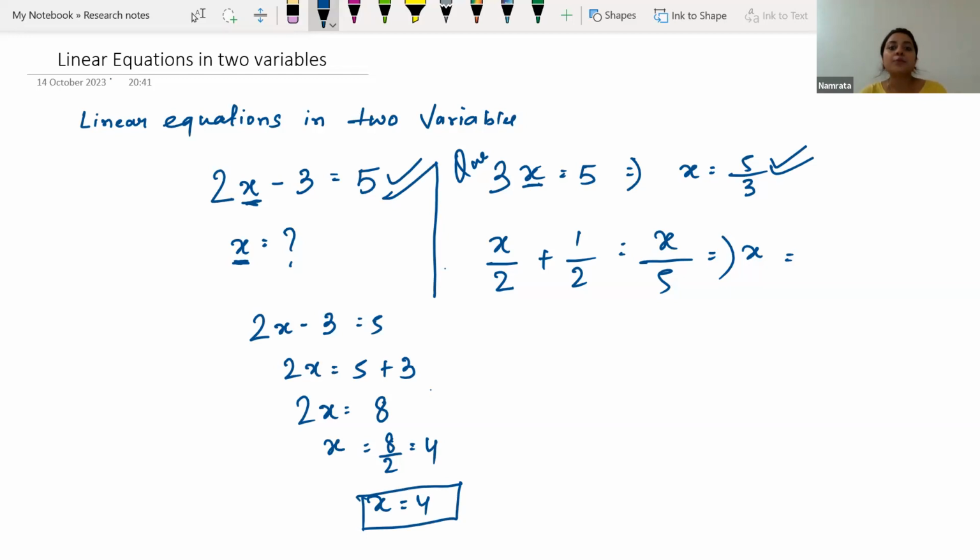If you will randomly put here in this equation, the circled one, x equals to 2, then this equation will be wrong. It will be not valid because 3x has to be 5. So x value here is 5 by 3. That is the only solution of this equation. Only solution. We also say it unique solution.